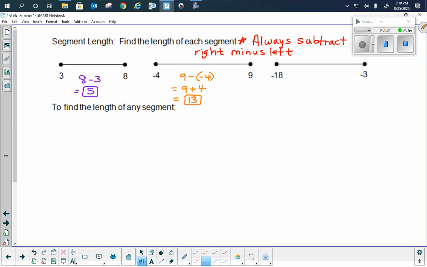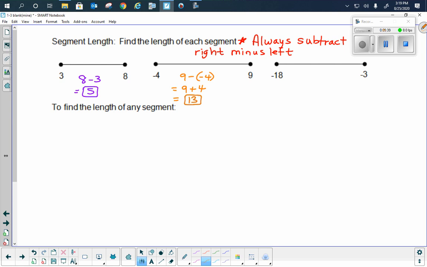Now guys, think about these. If these are lengths, all of these answers better be what kind of answers? Positive, okay? They're distances, they're lengths. So if you get a negative number, you automatically know you're incorrect, so don't move on. Go ahead and go back and fix it.